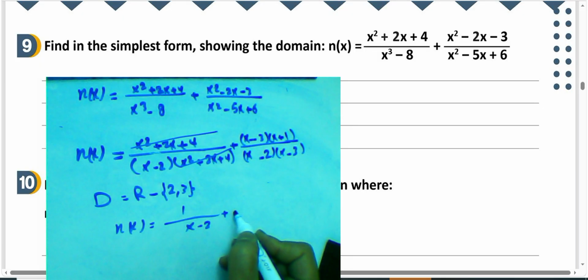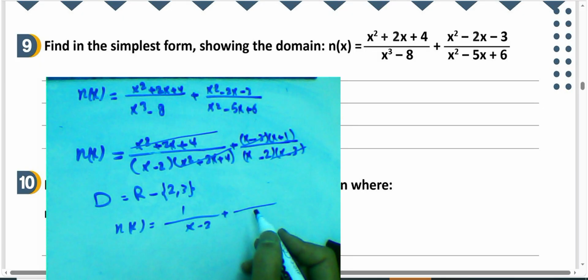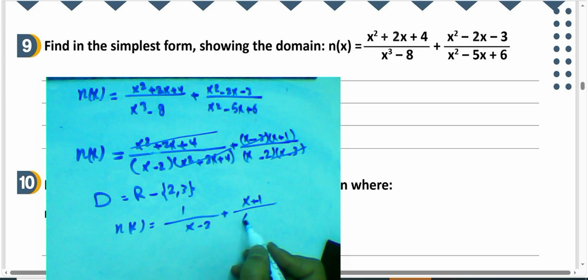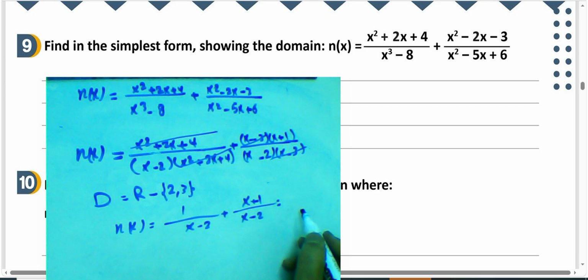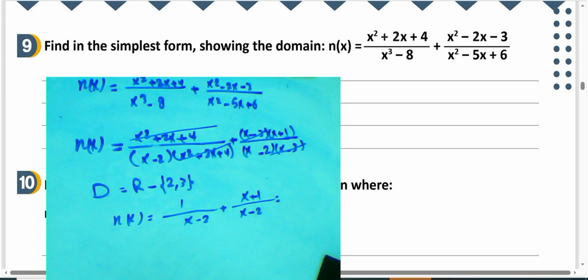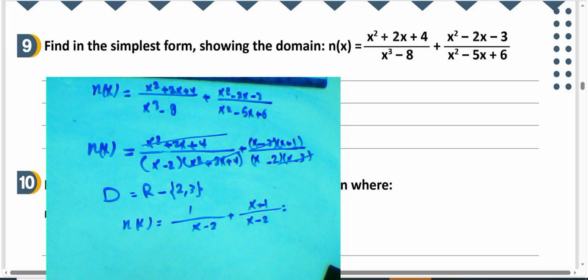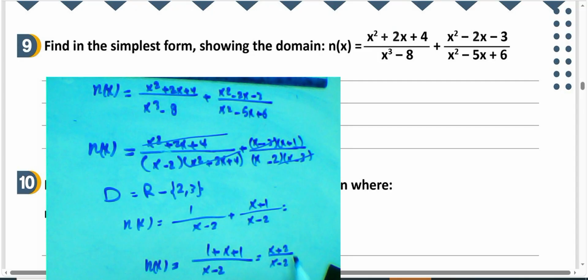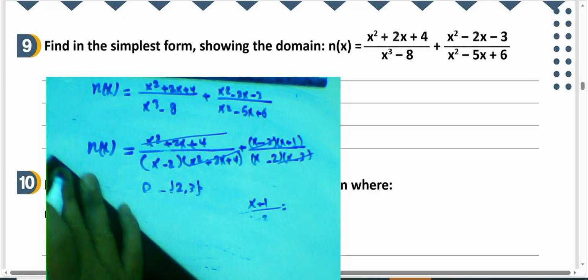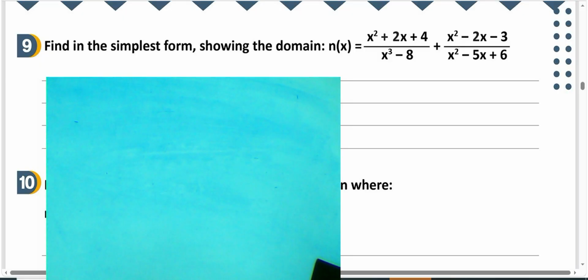Now you can simplify this expression in n of x equivalent to 1 over x minus 2 plus, and here also simplify this, the result will be x plus 1 over x minus 2. Now you can write the same denominator: n of x equivalent to x minus 2, and add the numerators 1 plus x plus 1, result x plus 2 over x minus 2. Understood? This is the simplest answer for this question.